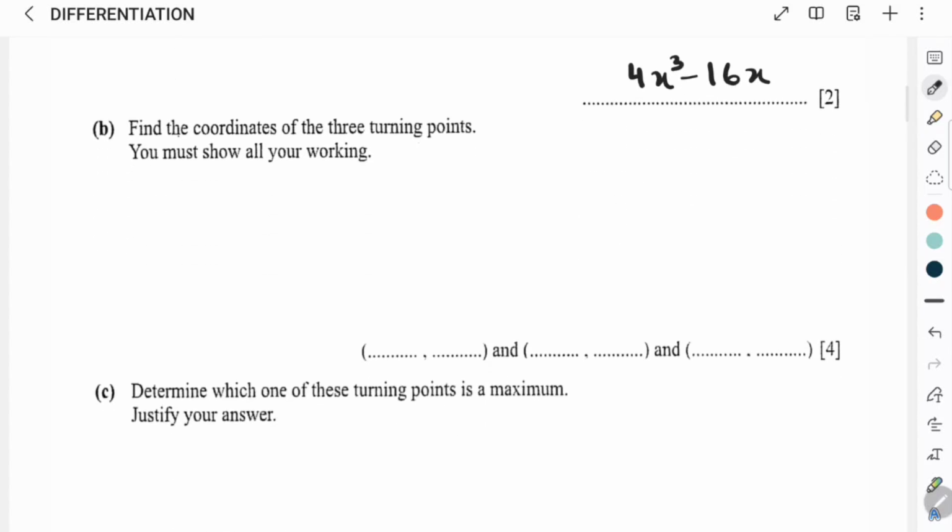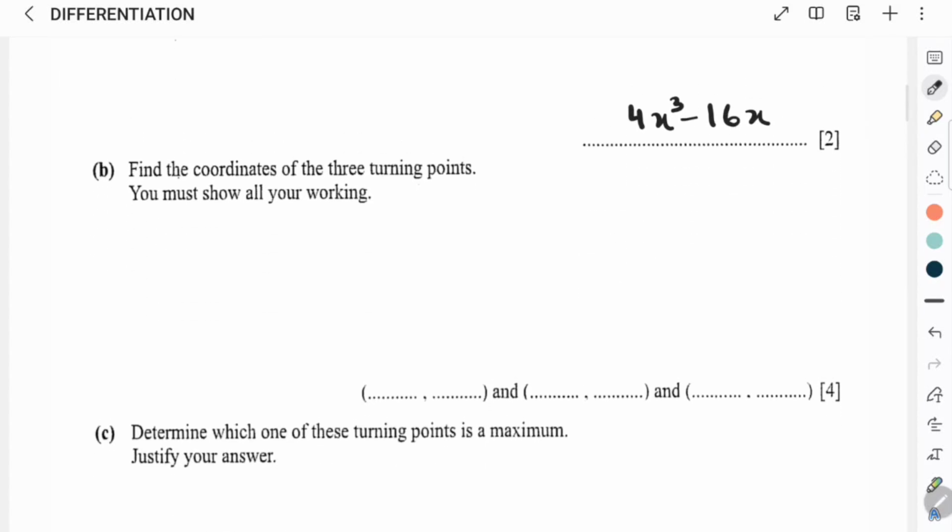The B part of this question is to find the coordinates of the 3 turning points. Turning points we have to find out, and you must show all your working. Alright, so you know at a turning point, the gradient is 0. So remember, to find the coordinates of the turning points, the gradient is dy upon dx, so it means dy upon dx equals 0.